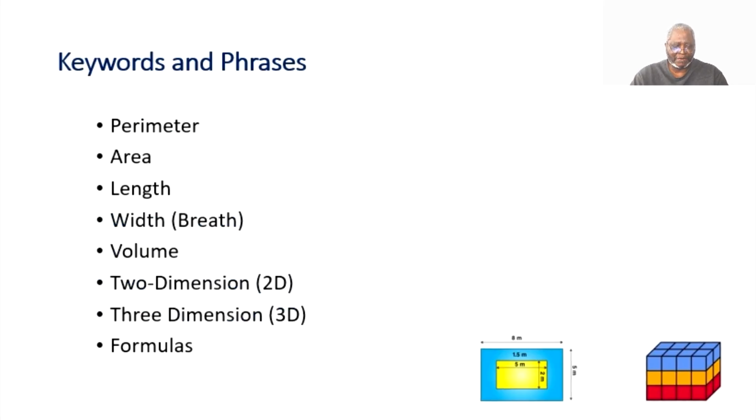The keywords and phrases include perimeter, area, length, width or breadth, volume, 2D or two-dimension, 3D or three-dimension, and formulas. As I usually say, these words are important. You will be using them and you need to be able to use them appropriately and to understand their meaning clearly.